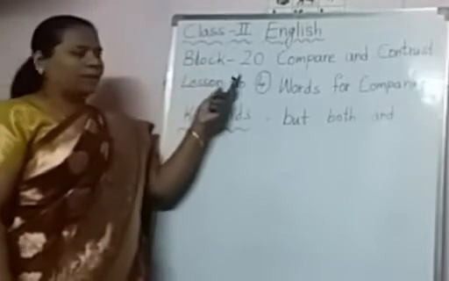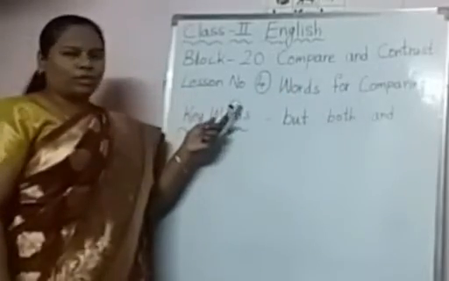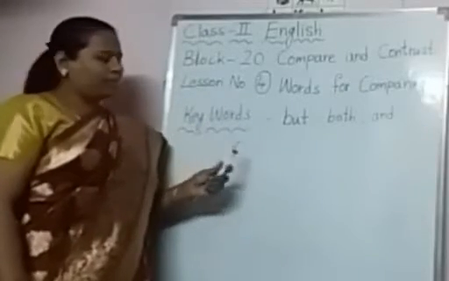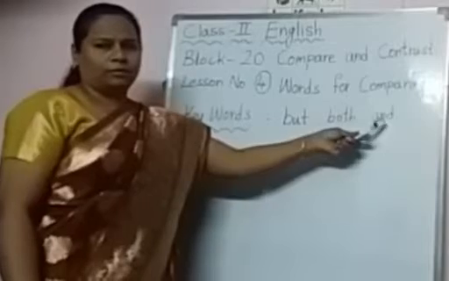Children, we are in block 20, compare and contrast. Lesson number 4, children, words for comparing. Keywords are but, both, and.